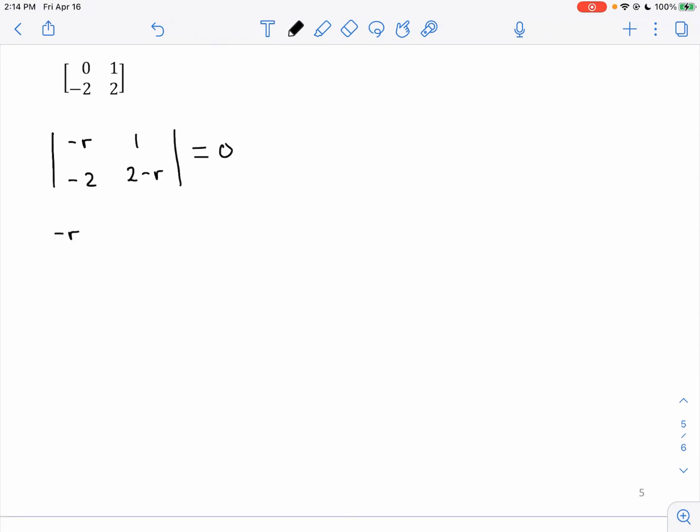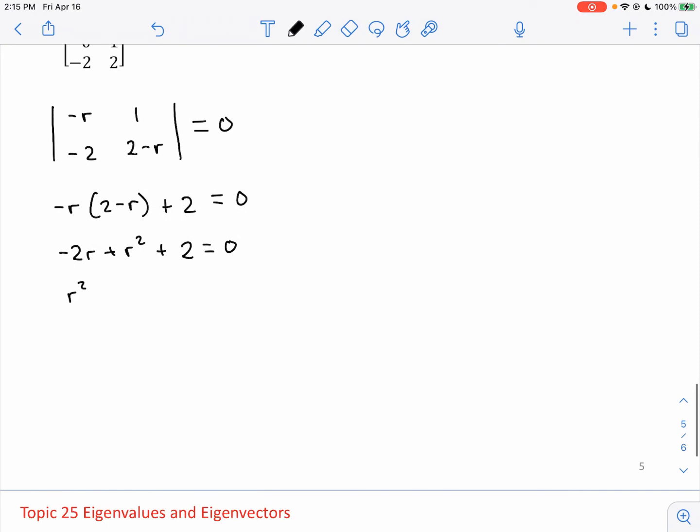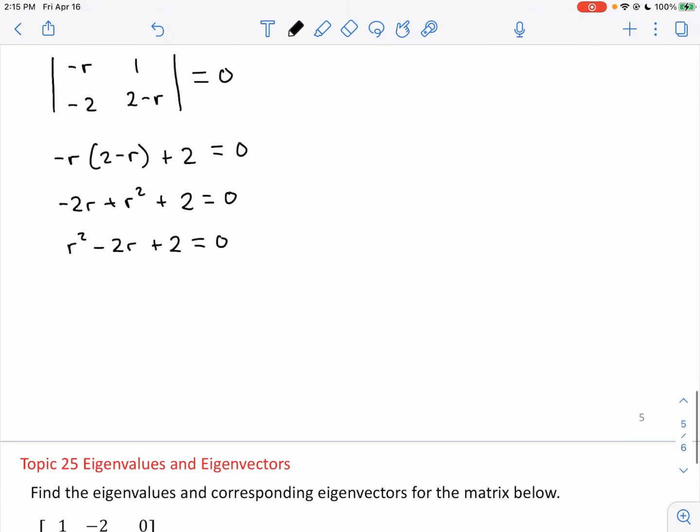This gives us negative r times (2 minus r) minus negative 2, so plus 2, equal to 0. Distribute, we have negative 2r plus r squared plus 2 equal to 0. This gives us r squared minus 2r plus 2 equal to 0, and we need the quadratic formula to solve this one.